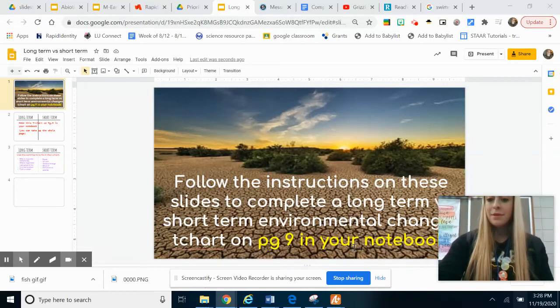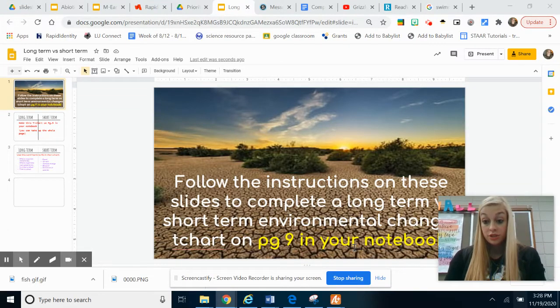All right, today we are talking about long-term versus short-term environmental changes. This is actually something you learned in seventh grade. You're thinking about things that change the environment. Long-term would obviously be for a longer amount of time, like more than 5 years, multiple populations or generations. And short-term would be something that might be able to resolve within a year or so.